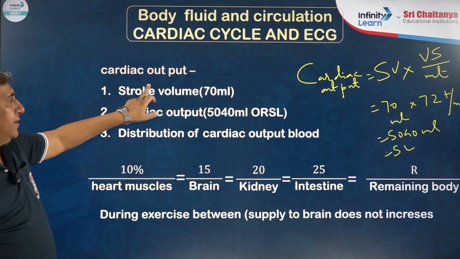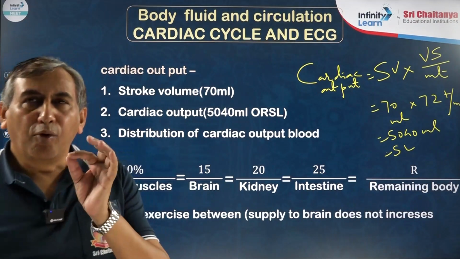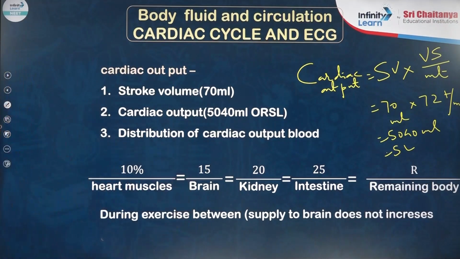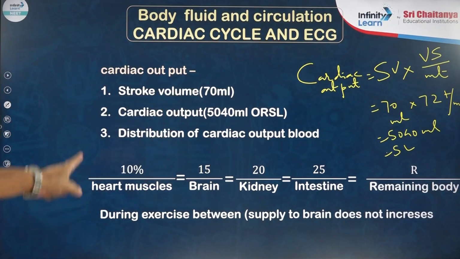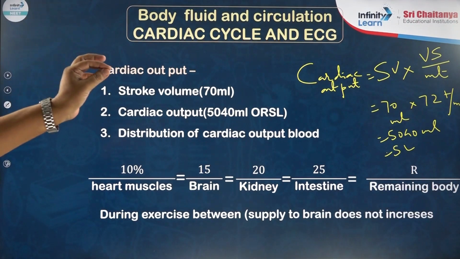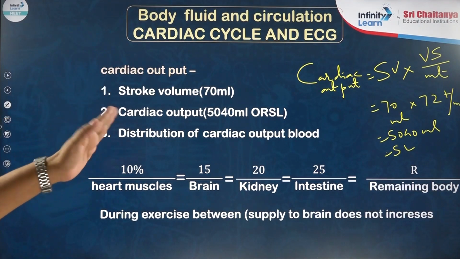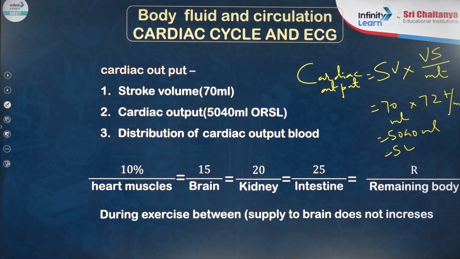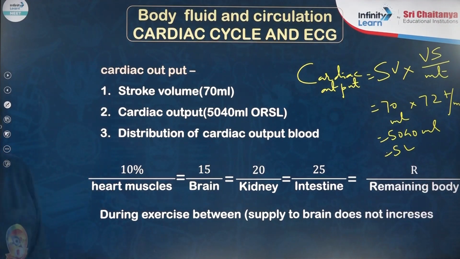I will explain it again. Stroke volume. What is stroke volume? The volume of blood coming from the ventricle into the aorta during one beat. That is known as the stroke volume. In 1 minute, how many beats? 72 on average. So 70 into 72 comes to 5040 ml, or approximately 5 liters.